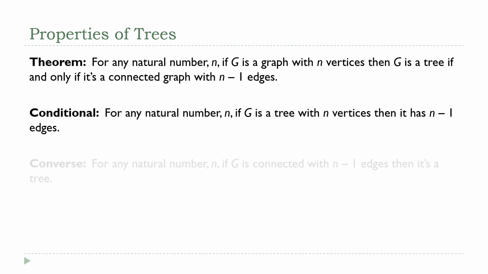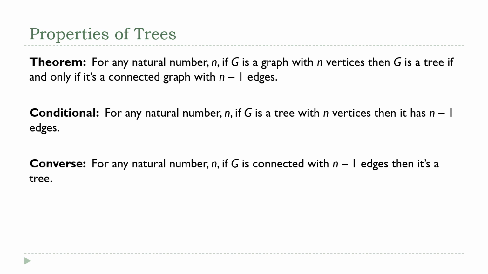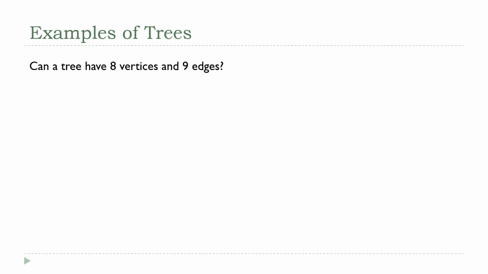We also get the converse. That's going the other way. If G is connected with n minus 1 edges, then it's a tree. So this is giving us a tool that we can use to take just some arbitrary graph and determine whether or not it is more specifically a tree. Okay, so let's look at some examples here of how we can use this.